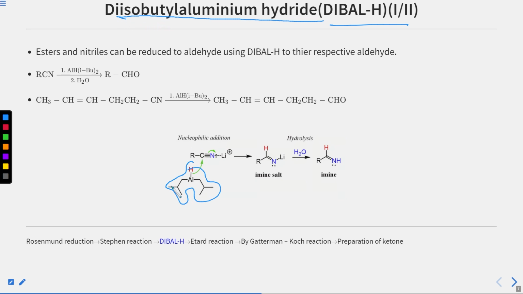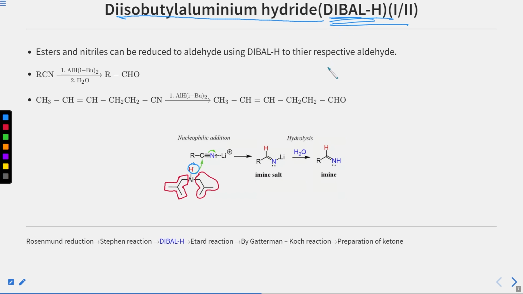So this group is called isobutyl, and since 2 of such groups are attached to the aluminum, therefore 2 isobutyl, diisobutyl I would say, then aluminum and hydride, one hydrogen is present, so hydride, that is abbreviated as DIBAL-H.